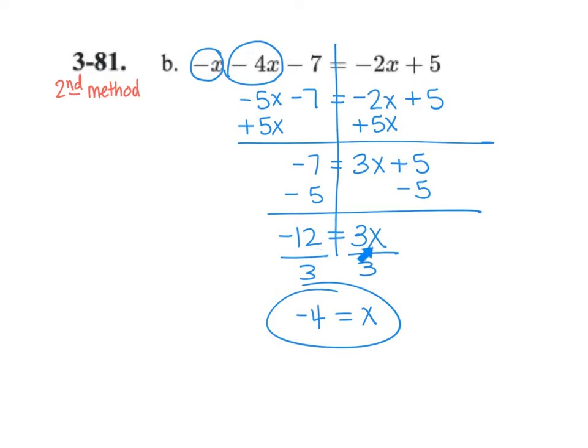Then instead of having 3 x's, I divide them by 3 piles to get 1 x. And when I divide both sides by 3, I get 1 x is equal to negative 4. Same solution that I got in the first method, just another way of approaching the problem.